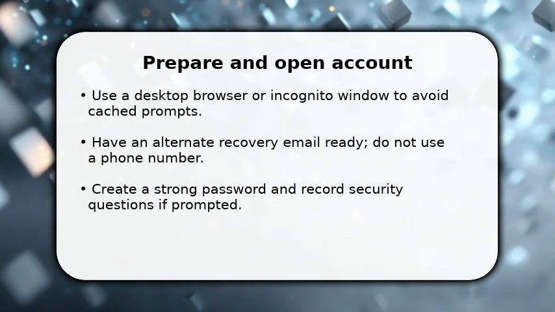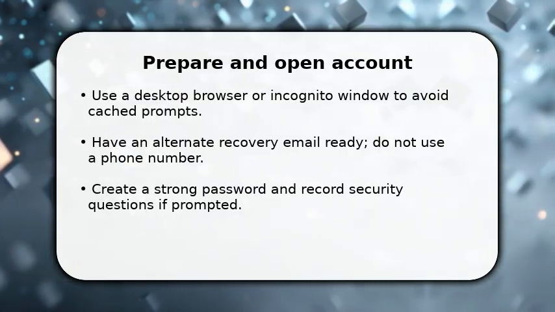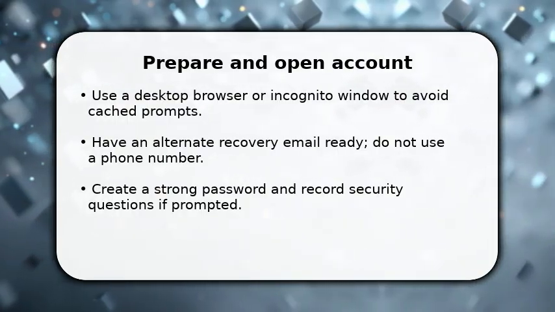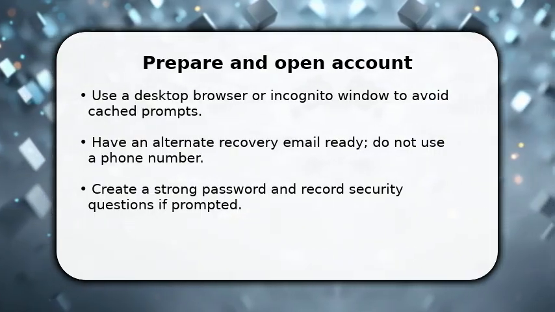When asked for a phone number, click Try Another Way or Skip if visible. Google sometimes offers the alternate recovery email option instead. Make sure to add an existing secondary email now, because it's the primary way Google verifies you without a phone.